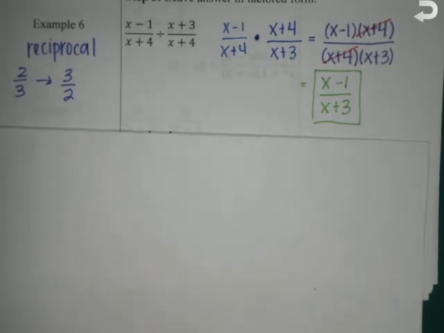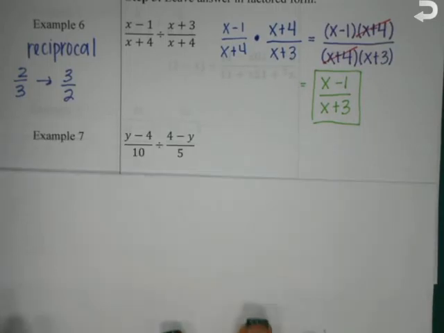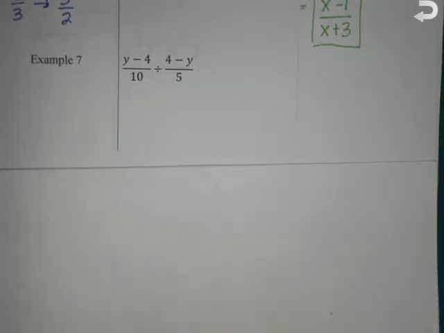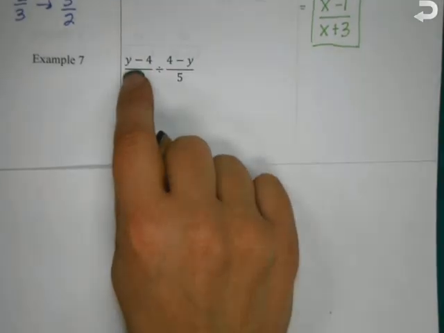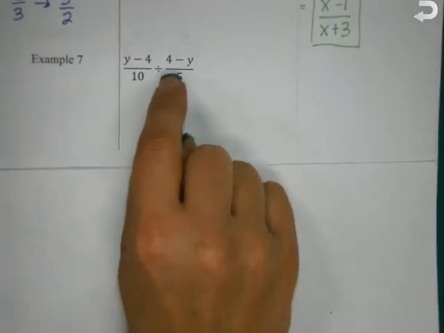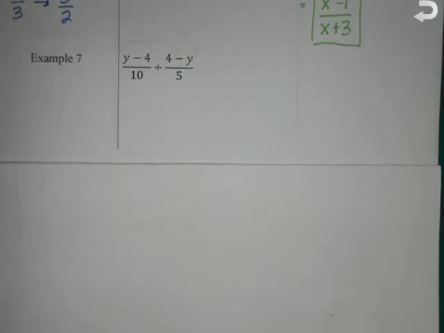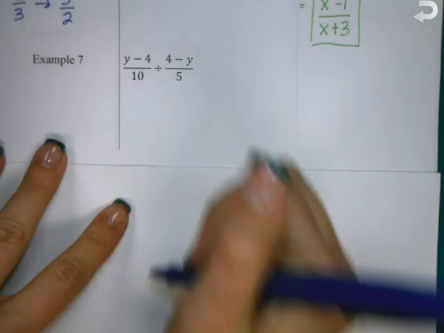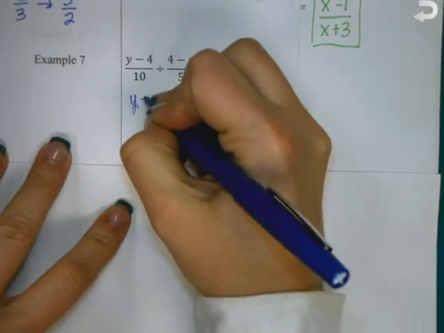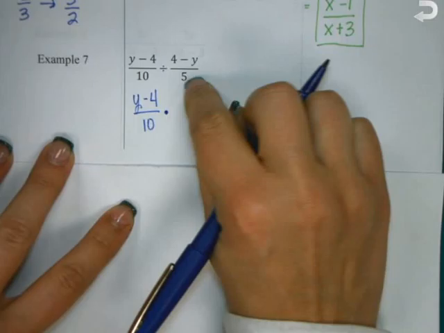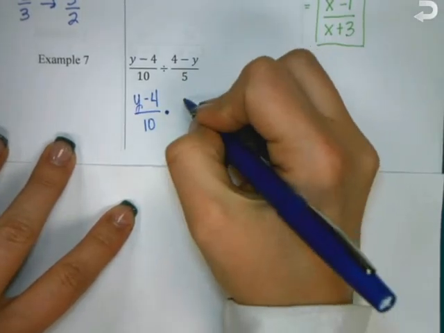Okay, any questions on example 6? You guys okay with it? Let's look at example 7 then. Okay, so example 7, we have y minus 4 over 10 divided by 4 minus y over 5. So first thing I need to do is rewrite this as multiplication. How do I do that? Flip it. I keep it, change it, and I flip the last one, right? So that becomes 5 over 4 minus y.